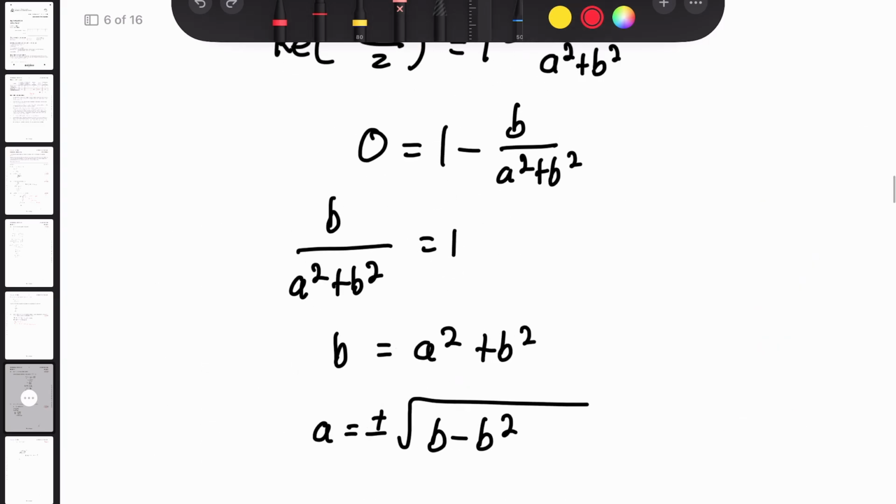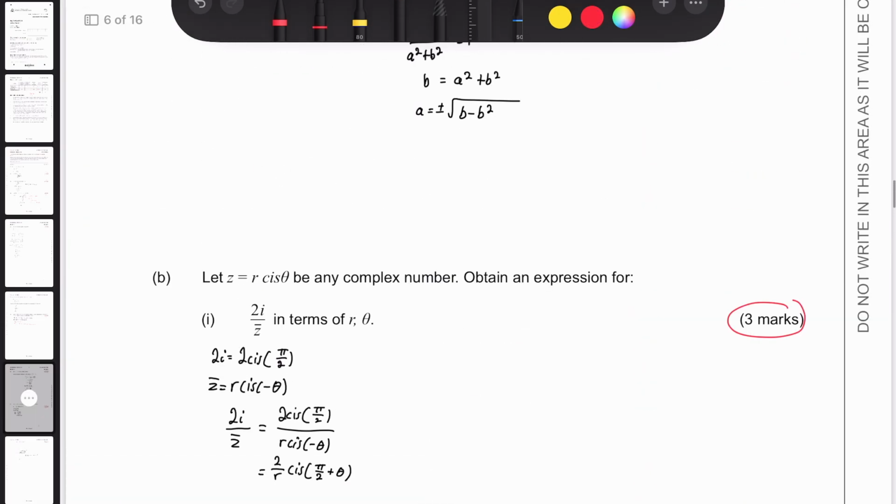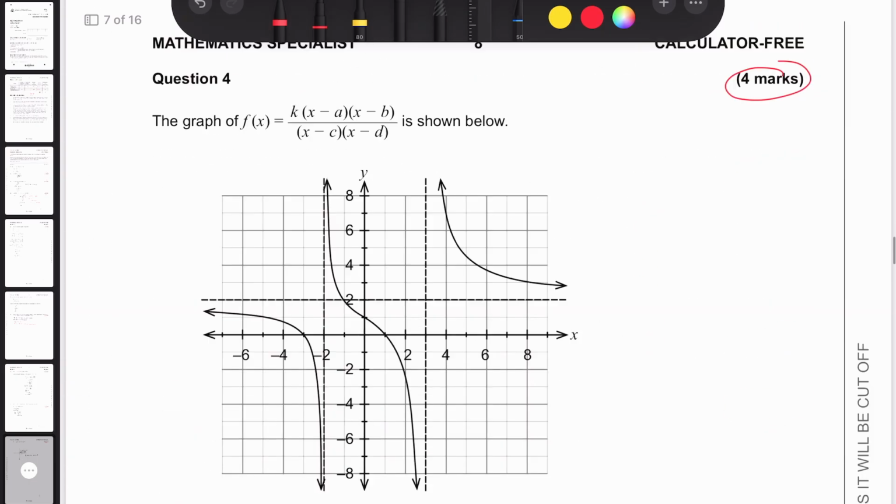Going down here, I just needed to say a squared plus b squared minus b equals 0. I didn't need to isolate a. That's fine. That was all good. This was good. Very happy we got that mark.